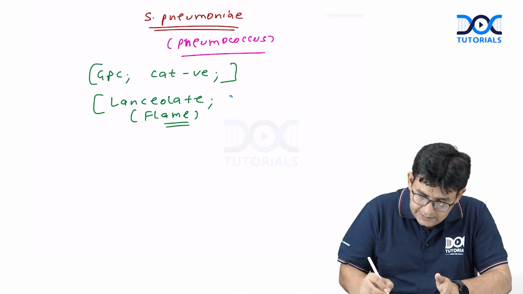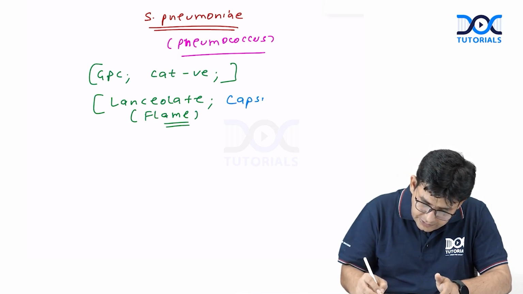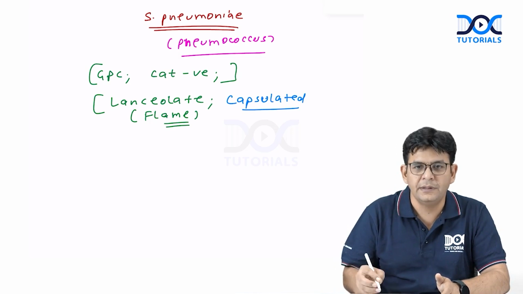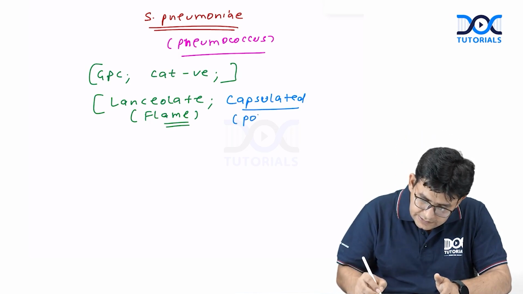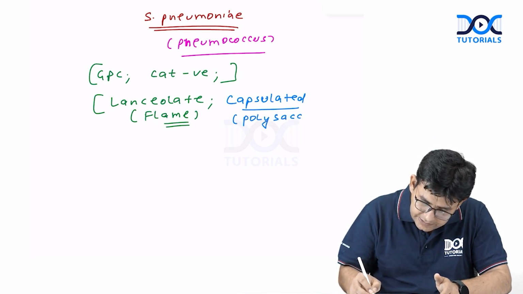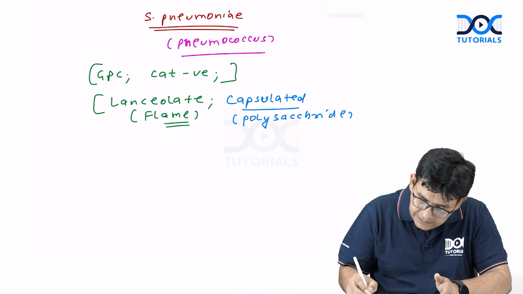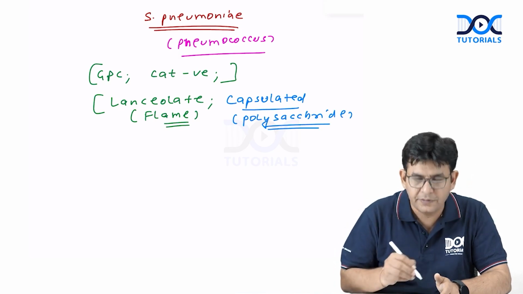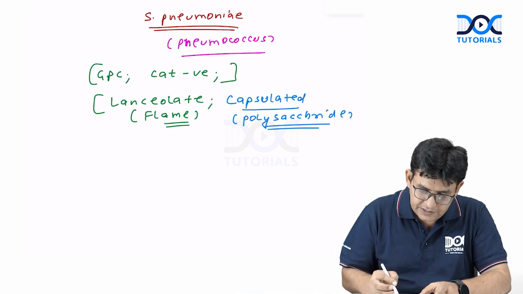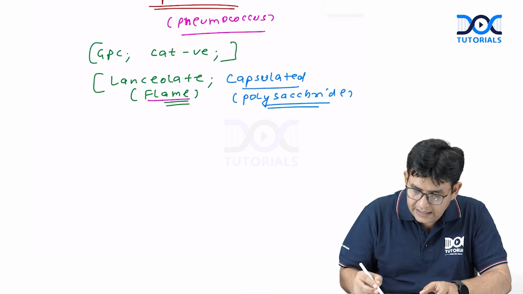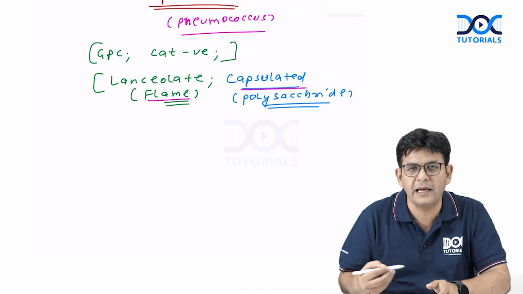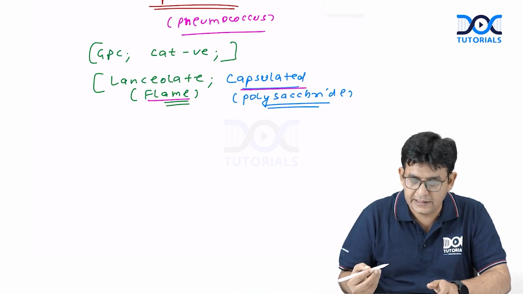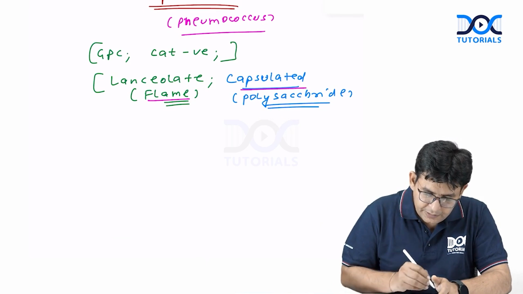Besides that, it is capsulated. Another favorite question of examiners. And the capsule is made up of polysaccharide. So this particular one is flame shaped and it is capsulated, and the capsule is made up of what? Polysaccharide.